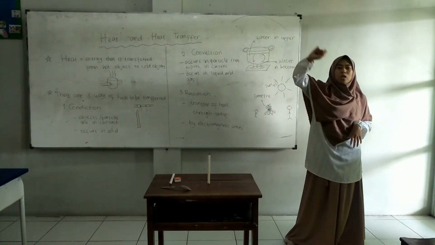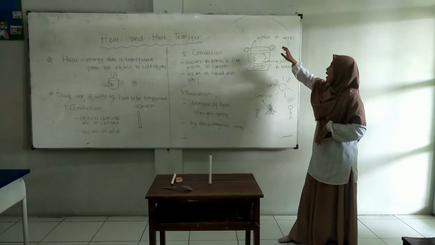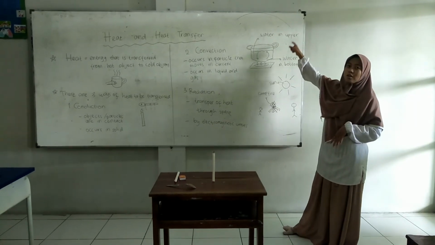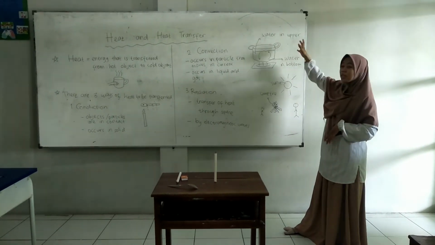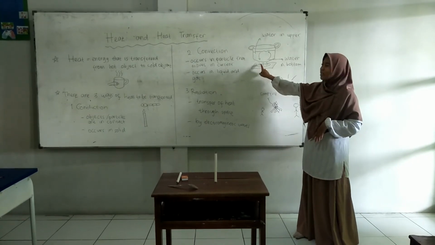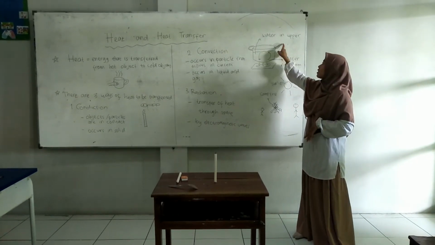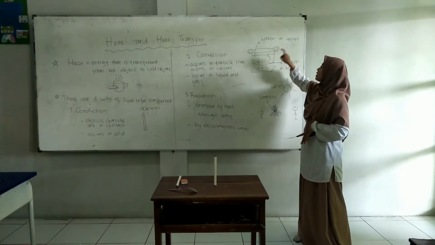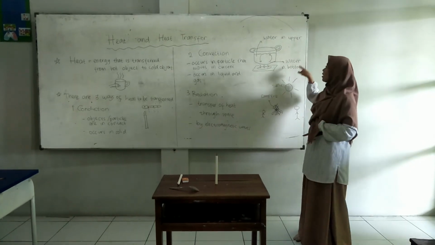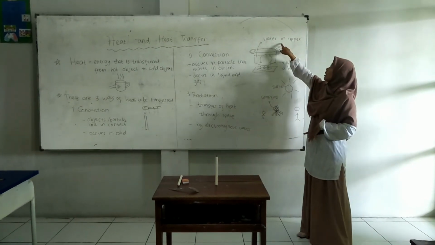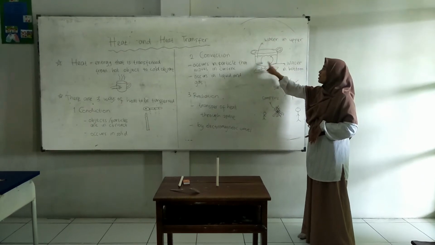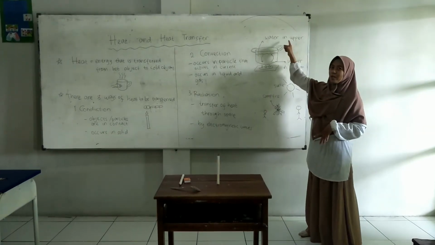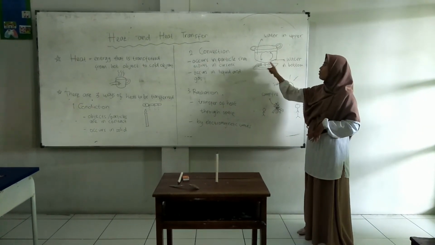To help you understand what convection is, I made an illustration for you. Here is the illustration of boiling water. This is the flame. This is the stove. This is the pot that contains the water that is going to be boiled, and this is the water. This is the water in the bottom part, and this is the water in the upper part. The water in the bottom will be hotter than the water in the upper part. Why? Because it is nearer to the flame.